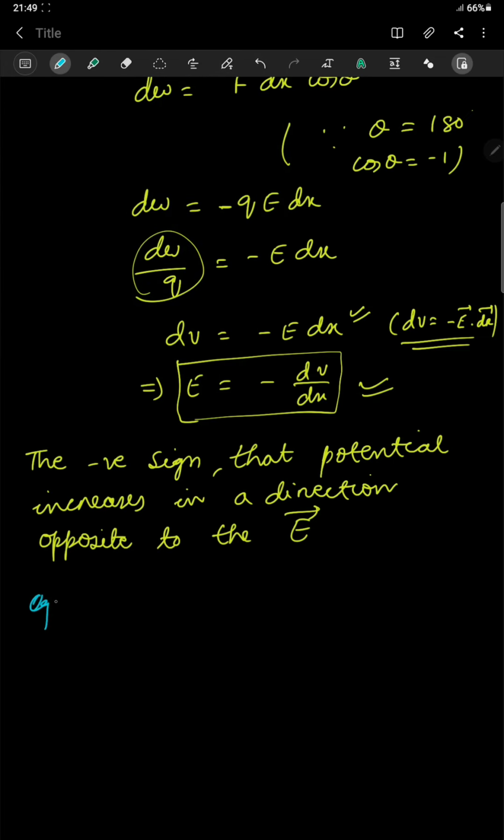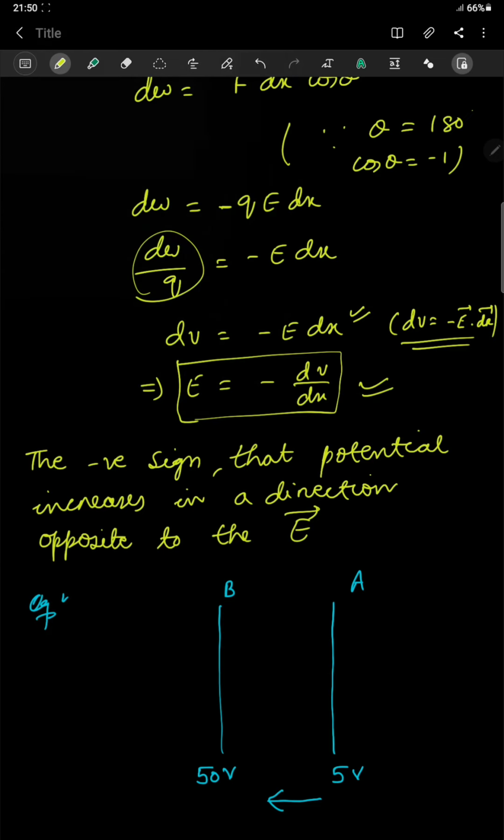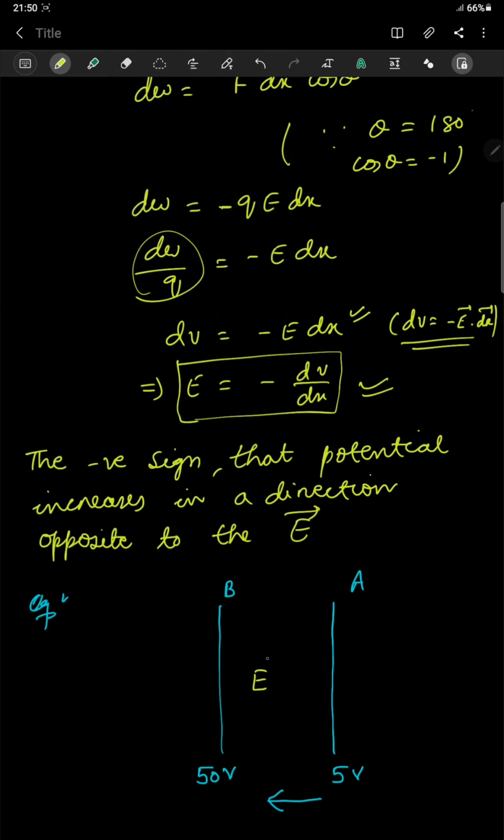So let me take an example. Suppose I have got two plates, plate A and plate B. Okay, plate A is 5 volt and plate B is 50 volt. So what we see is that the potential is increasing in this direction. So what will be the direction of the electric field? It is opposite to that of the increase of the potential. So the electric field direction will be in this direction. Okay, so I hope with this example it is clear to you what this negative sign signifies.